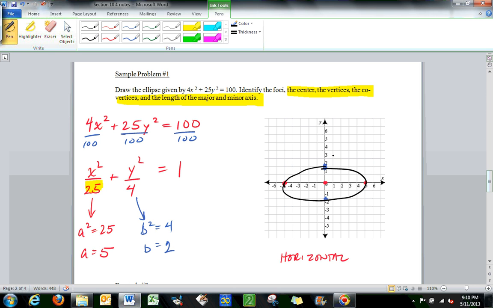And, of course, I would want to label all of my points for my ellipse. And that is basically it. That's a simple way to draw an ellipse and identify the various parts that are necessary. So make sure you get plenty of practice doing that for the quiz.